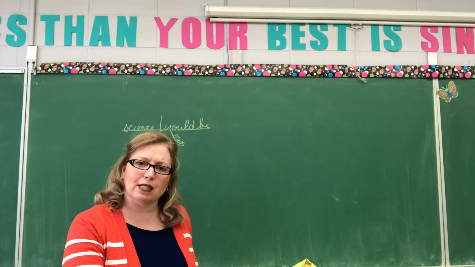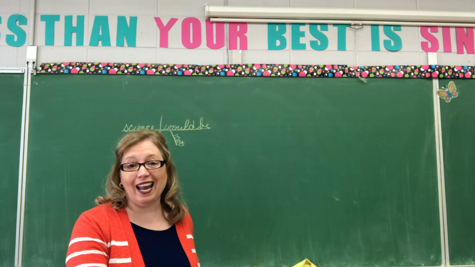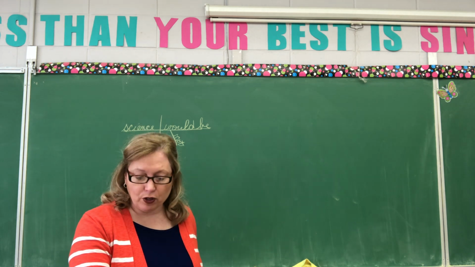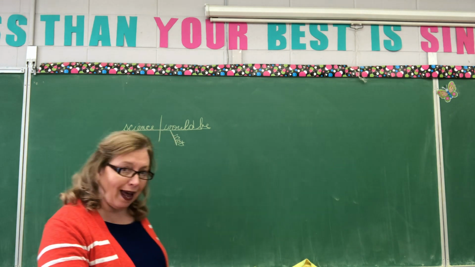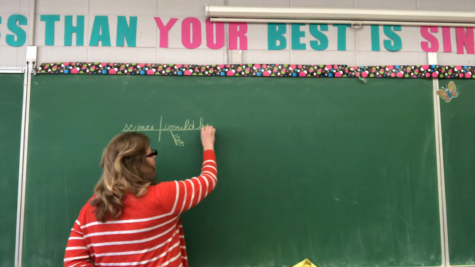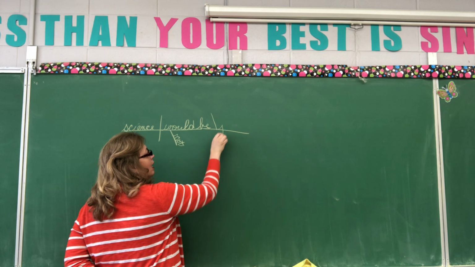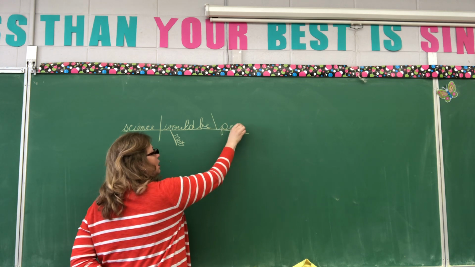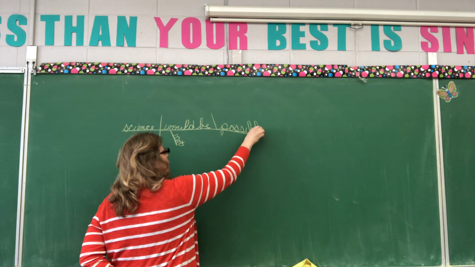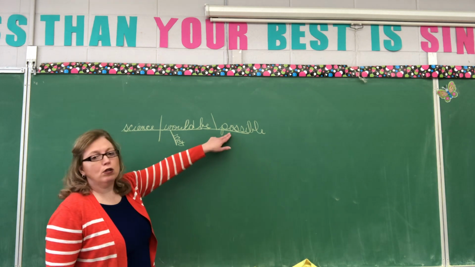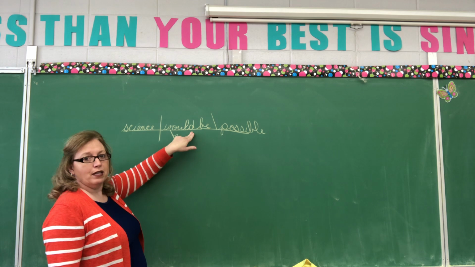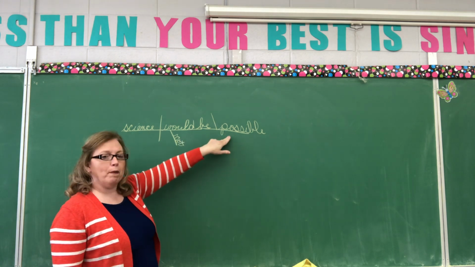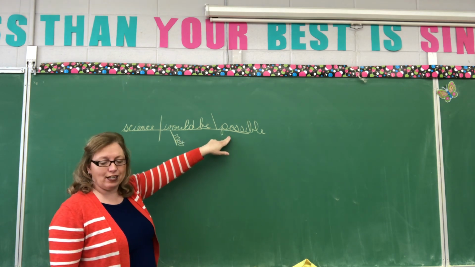What is the word possible? It is an adjective after the linking verb would be, which makes it a predicate adjective because it describes science. Okay, let's talk about why. Possible describes science, and this is a linking verb. Since it's a linking verb, our complement is a predicate adjective.